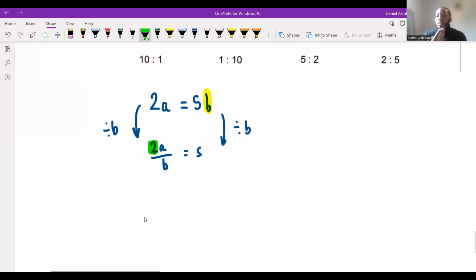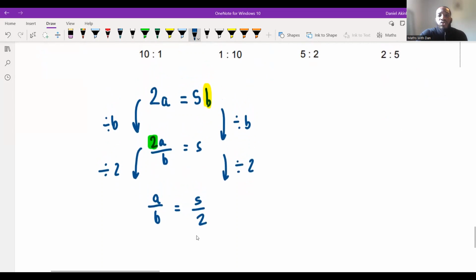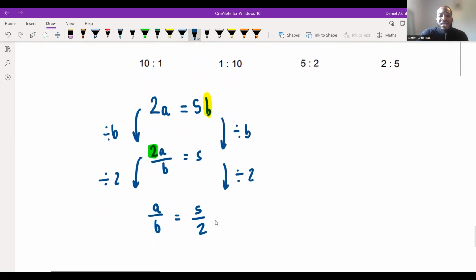Well, it's on the numerator. It's multiplying. So I'm going to divide both sides by 2. Yeah? Divide both sides by 2. This will give me a divided by b is equal to 5 divided by 2. So now we can see clearly a is equal to 5, b is equal to 2. So the ratio a to b is clearly 5 to 2. Yeah? That is the answer.